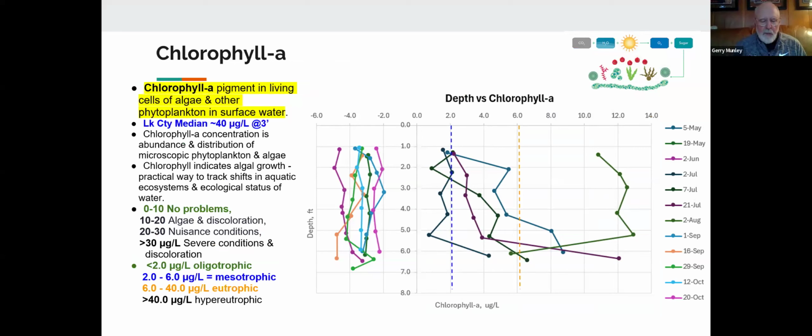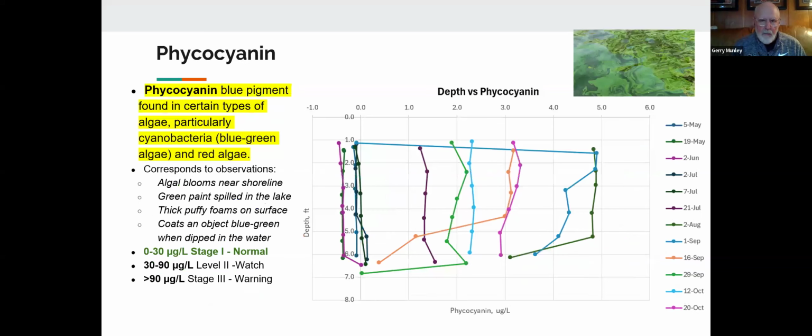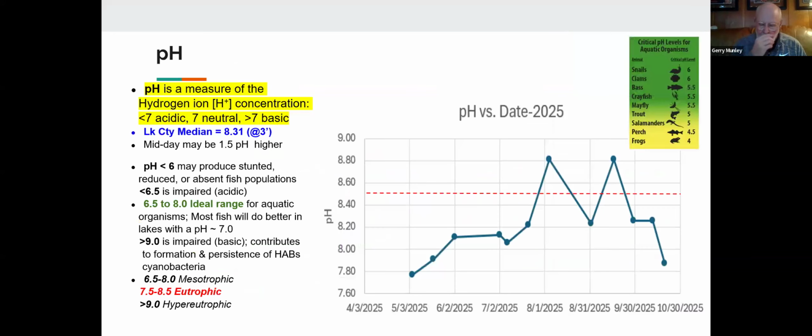Chlorophyll, the next few slides will be quick. Chlorophyll was at the low end of eutrophic and some mesotrophic. Phycocyanin, next slide. No real concerns here. Nothing jumps out. All values were in the normal range. pH is the next slide. In this one, values were at 3 feet below the surface, and I had overlapping scales of eutrophic 7.5 to 8.5 and mesotrophic 6.5 to 8, and it seemed to be pretty much in those regions.